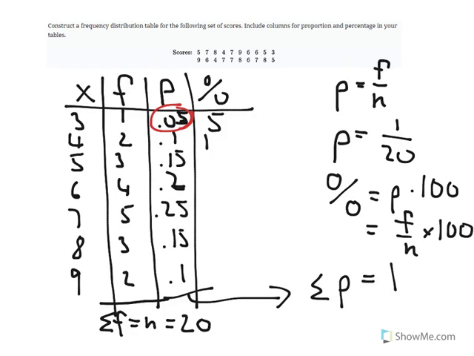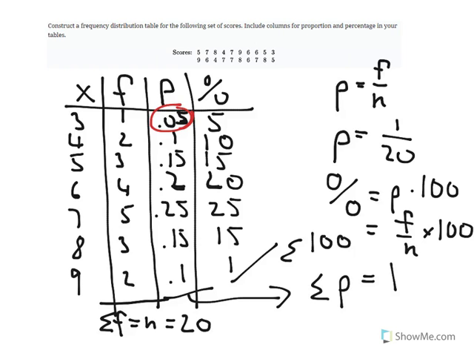0.1 times 100, that would be 10, 15, 20, 25, 15, and 10. And if you add all this together, you should come up with 100. And you know that percentage always has to add up to 100. So 20 people, if you come up with all of that, has to equal 100. And that is how you get the proportion and percentage for this frequency.